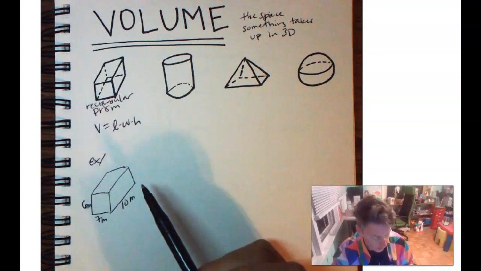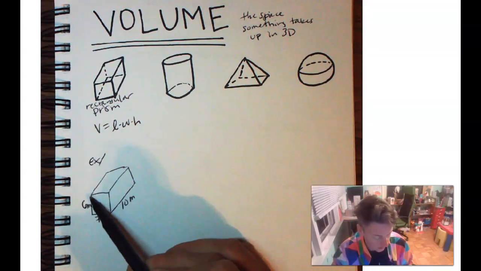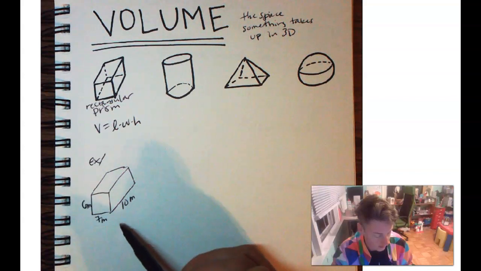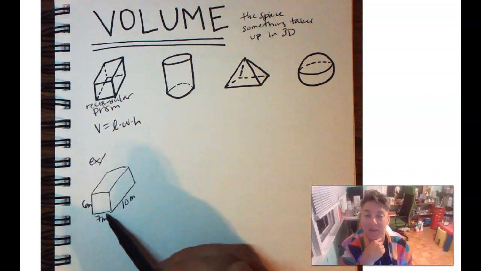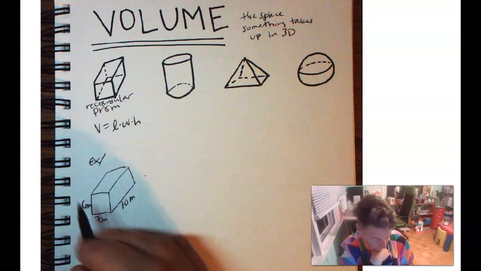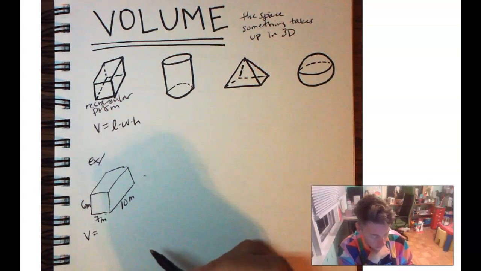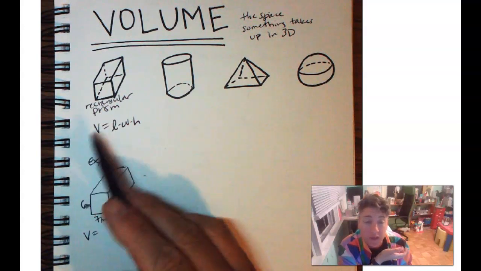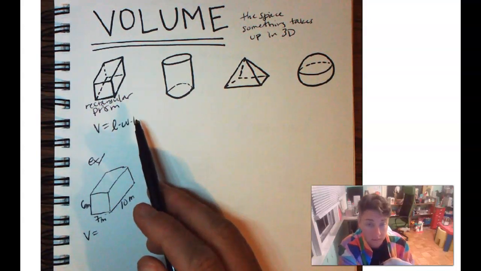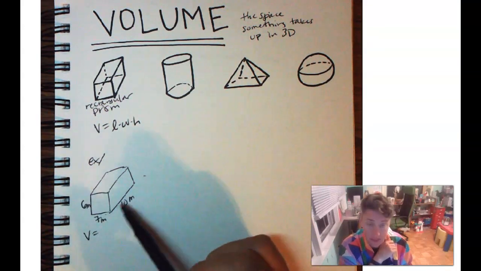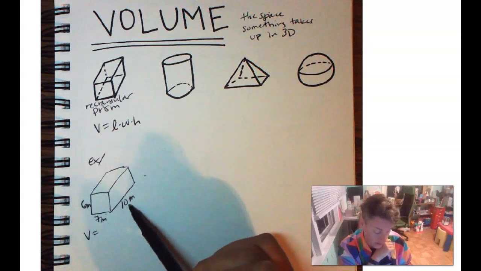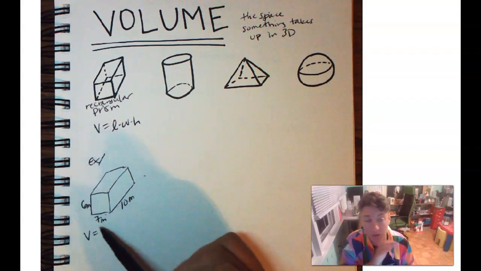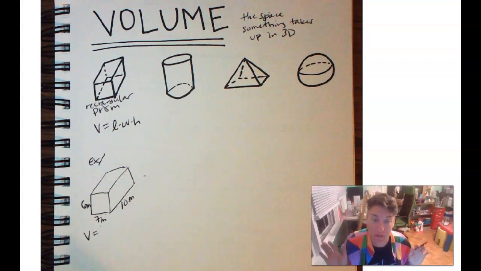So here we've got our rectangular prism. This side is 6 meters, this side is 10 meters, this side is 7 meters, and this side is 10 meters. So to find our volume, we'll do our length times our width times our height. Since all these are being multiplied, it doesn't matter what order you put them in. If we do 6 times 7 times 10, or 7 times 10 times 6, or 10 times 6 times 7, we're going to get the same answer.